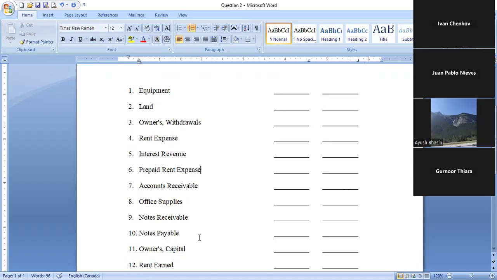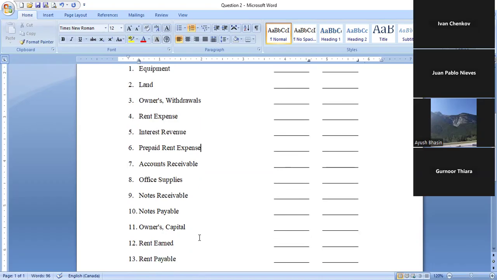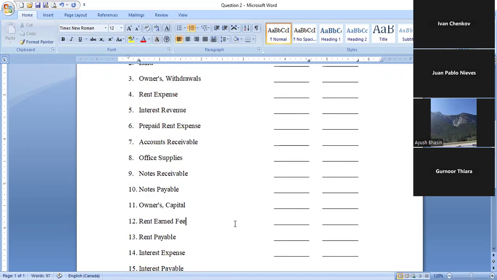Owner's capital will be an equity account. Normal balance, credit. Rent earned, we can add here fee, rent earned fee. Revenue account, yes. Normal balance, credit. Good. Rent payable, liability account, yes. Normal balance, credit. Correct.